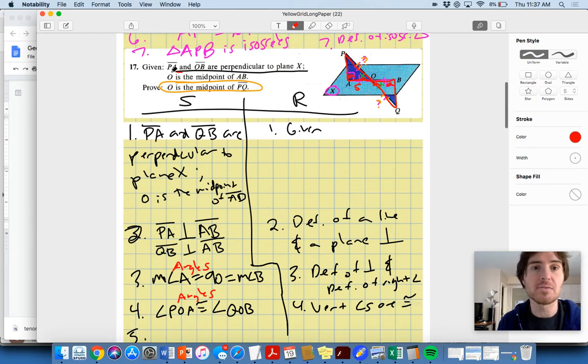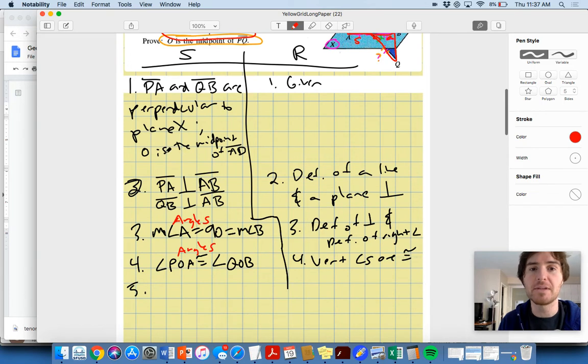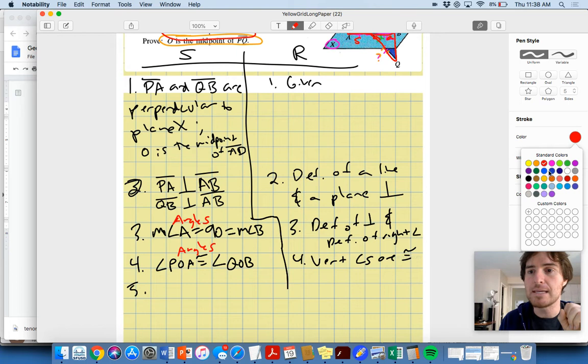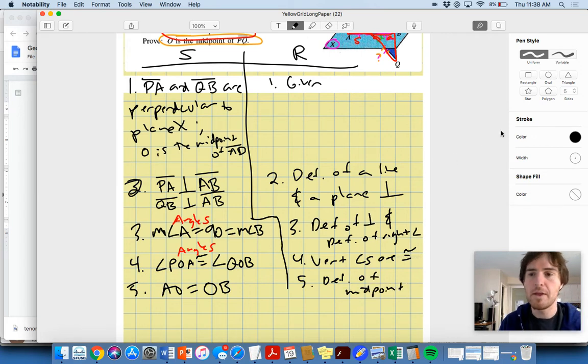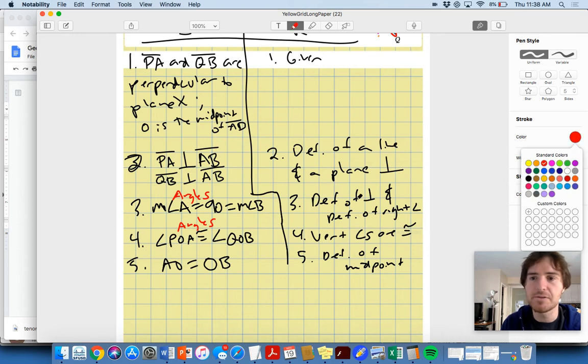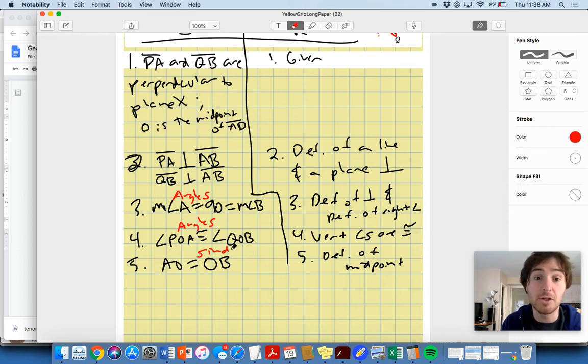And the reason is this: O is the midpoint of segment AB. So through definition of midpoint, building on this from step one, the given O is the midpoint of segment AB, then that means we can apply the definition of a midpoint to say that AO equals OB. And that's definition of midpoint. There we have it. So we got angles, and finally we have included sides.